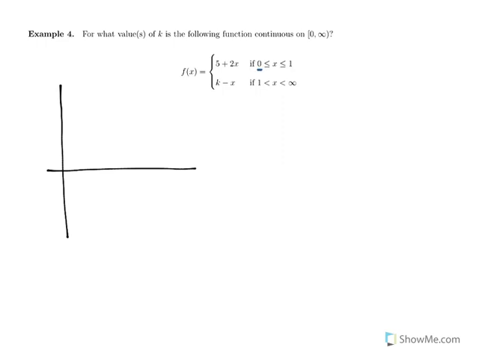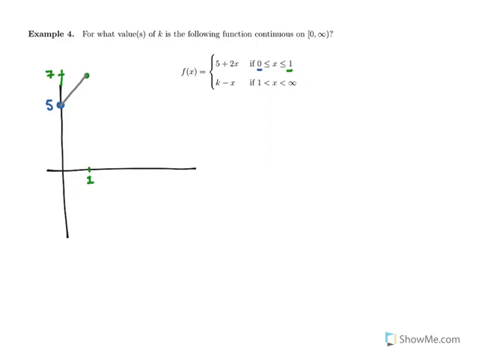As we plug in 0 to this function, we get 5 plus 0 is 5. When we plug in 1, we get 5 plus 2 times 1 is 7. So when we plug in 1, we get 7 up here, and we're going to connect those points with a line. That's the first part of our function.